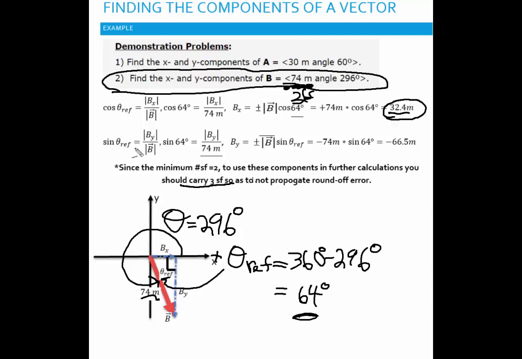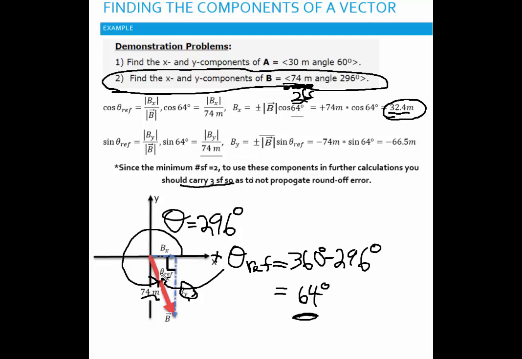Sine of theta ref. Now the sine is the opposite over the hypotenuse. B sub y is the opposite side of this reference right triangle and angle theta ref. So sine of theta ref is the magnitude of b sub y over the magnitude of b. Here that becomes the sine of 64 degrees is magnitude of b sub y over 74 meters. Therefore, b sub y is plus or minus magnitude of b times sine of theta ref.